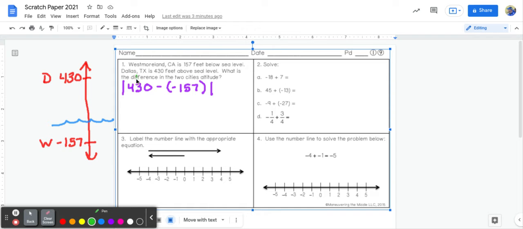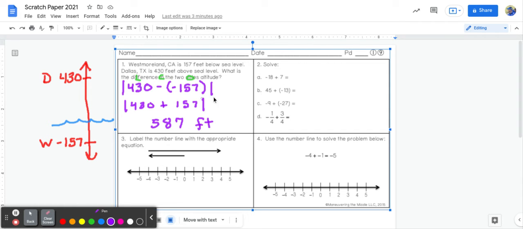Because this is a subtraction problem, I'm going to jump back to my leave change opposite rules that I use for integers. And I can rewrite this now as 430 plus positive 157. And again, still doing the absolute value. Leave change opposite because it was a subtraction problem with integers. The answer to this is going to be, let's see here, 0 plus 7 is 7, 5 plus 3 is 8, 1 plus 4 is 5. So it's going to be the absolute value of 587, or 587 feet of difference.